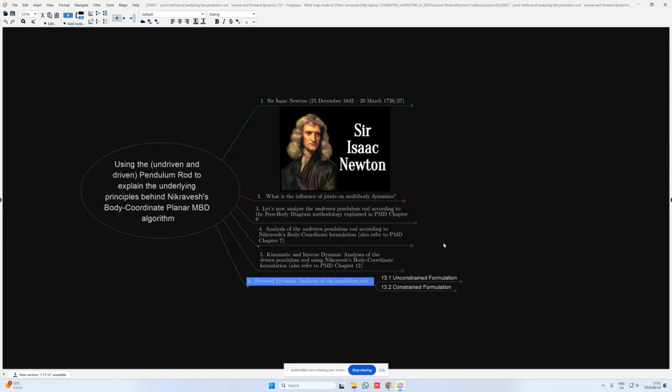With regards to the forward dynamic analysis, that was simply a case of applying a constant torque to the model. And what we saw was that if we apply the constant torque over the entire time interval, we end up with a situation where the angular acceleration is going to start to oscillate. And what we can also do is combine the two analyses with one another: a forward and an inverse dynamic analysis on the pendulum rod.